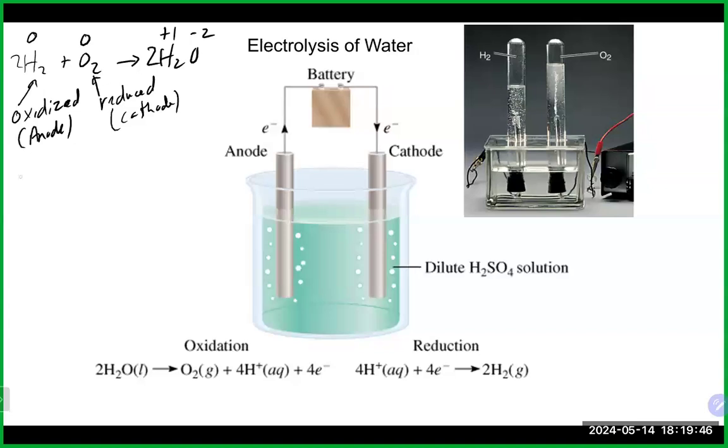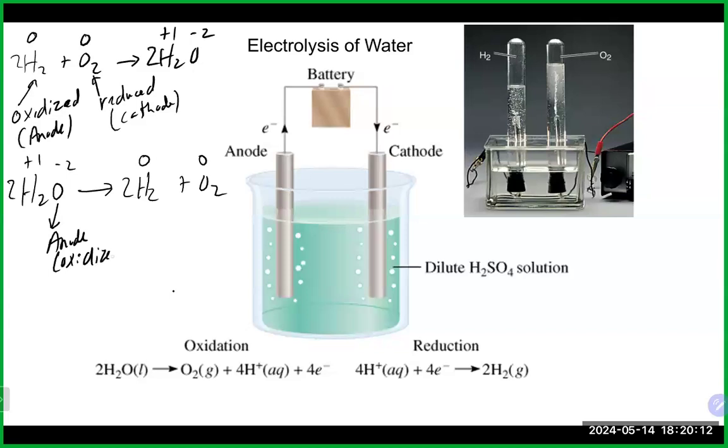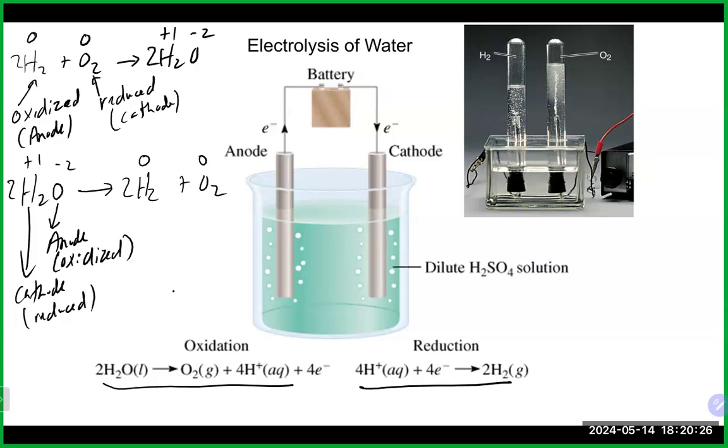So if we're going in the opposite direction here, where we're starting with water and breaking it back down to its elements, we're again starting with +1 and -2, ending with 0. So in this case, it is our oxygen that is going from -2 to 0, becoming more positive. That's actually our anode and being oxidized. It is our hydrogen here that will act as our cathode and be reduced as it goes from +1 to 0, becoming more negative in this case. And that is what we see here when we look at the half reactions.